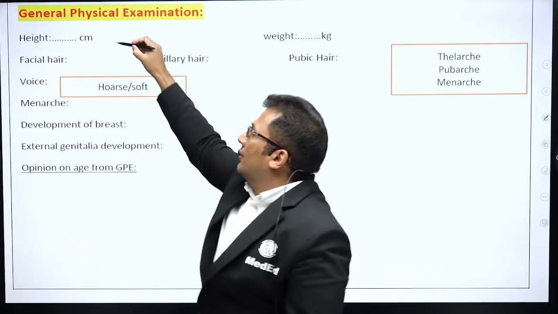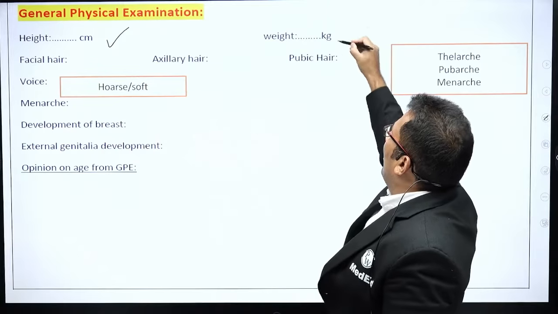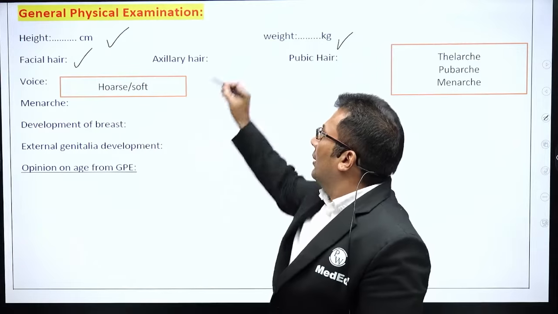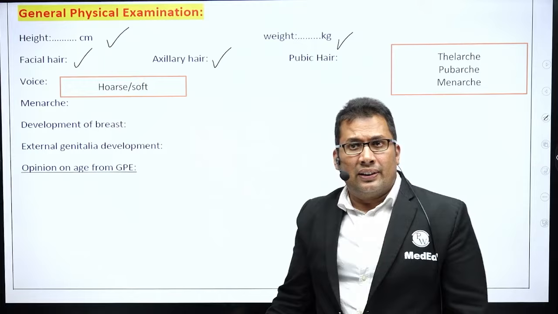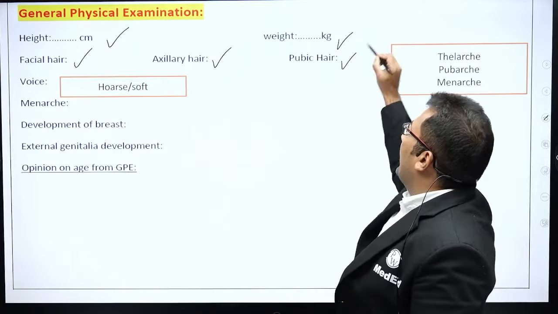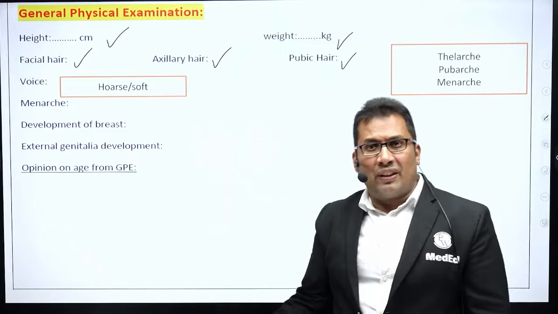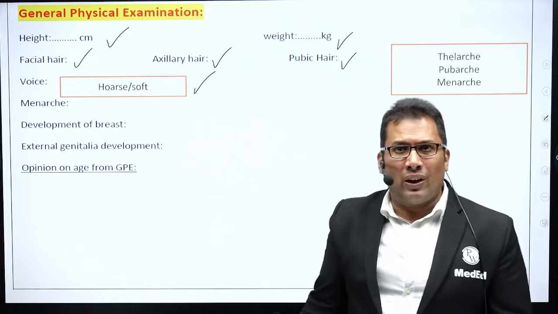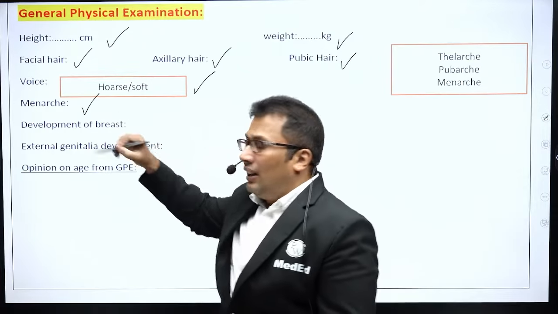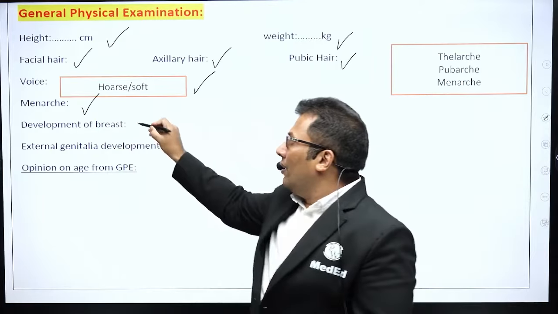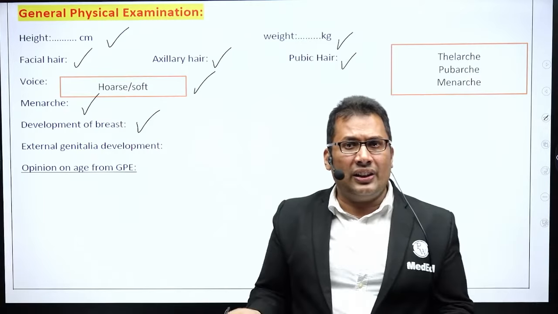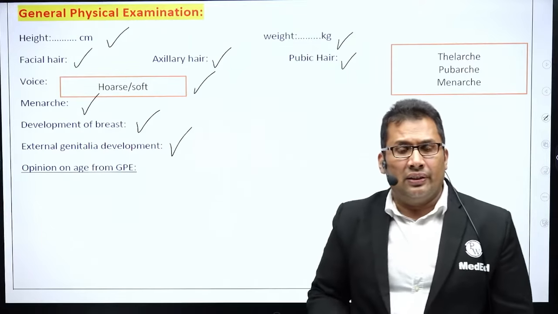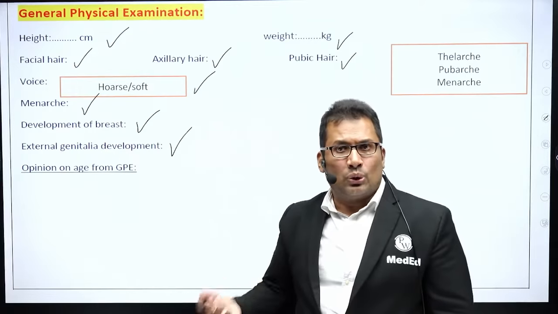You need to mention height and weight, facial hair appeared or not appeared, axillary hair as per Tanner staging, pubic hair as per Tanner staging, there are 5 stages. Then voice, whether hoarse or soft voice, menarche attained or not attained, development of breast as per Tanner staging, external genitalia development as per Tanner staging. So that you must go through.